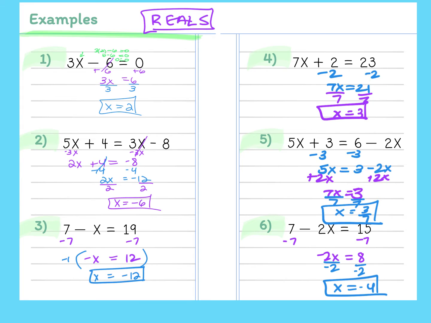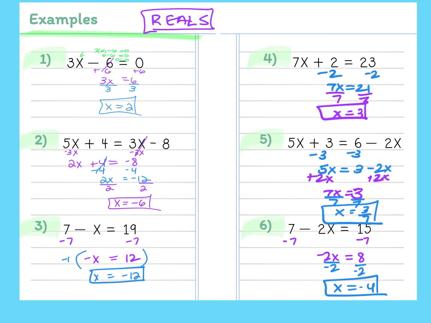All right, so 4, we subtracted the 1. 7x equals 21. Divided both sides by 7, you get x equals 3. Number 5, you can subtract the 3, and I get 5x equals 3 minus 2x. Add the 2x, 7x equals 3. Divide by 7, and it's 3/7. You'll leave it just like that.